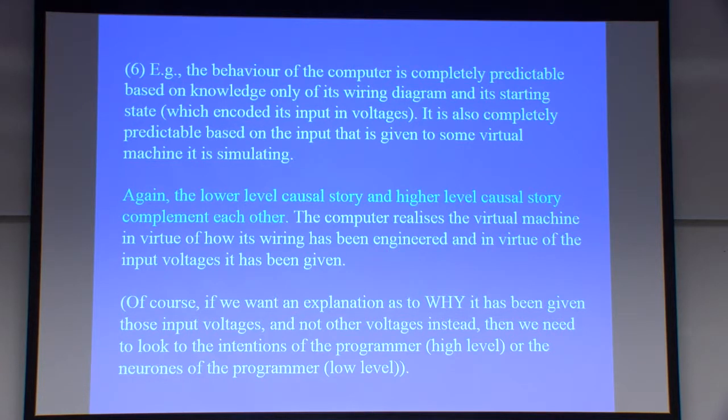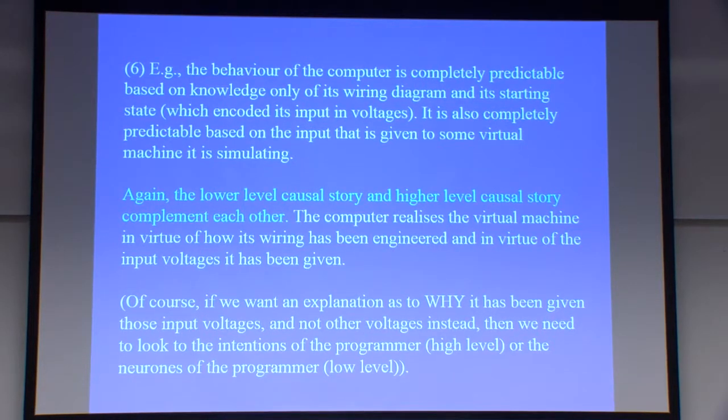Of course, if one wants an explanation as to why it's been given these input voltages and other voltages instead, then we need to look to the intentions of the program or the neurons of the programmer at the lower level. And so you end up carrying on in that. So this is a very, very helpful and useful input, and may to some extent fix the problems we were having at the end of last time, where people were querying my use of the word causation.